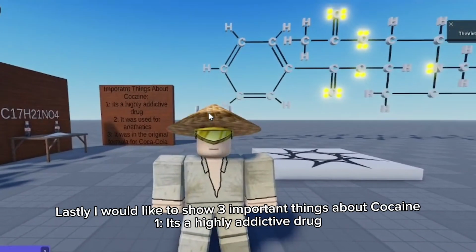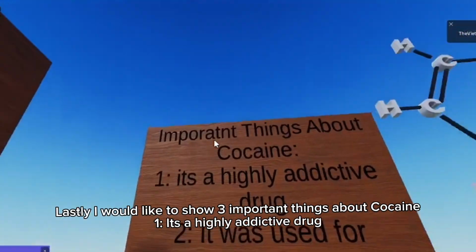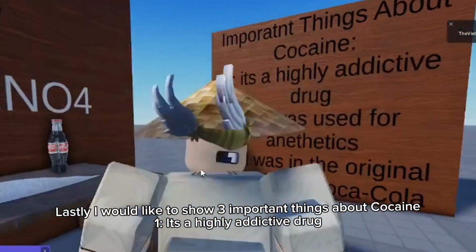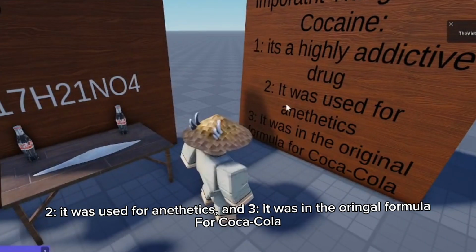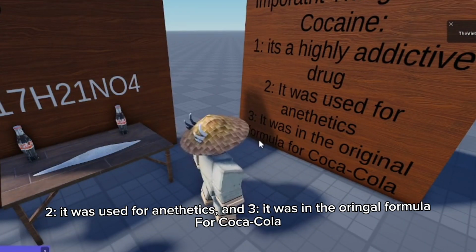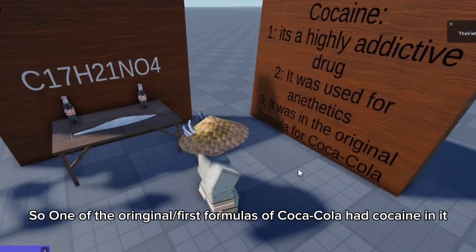Lastly, I'd like to show 3 things about cocaine. So over here, here's the list. So number 1, it's a very highly addictive drug. 2, it was used for anesthetics, and 3, it was in the original formula for Coca-Cola. So one of the original formulas, one of the first ones, had cocaine in it.